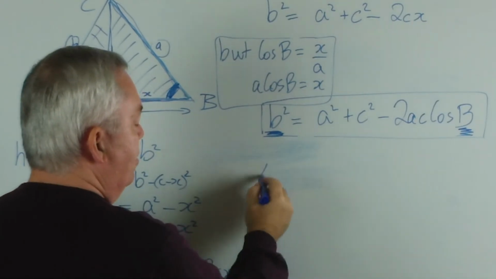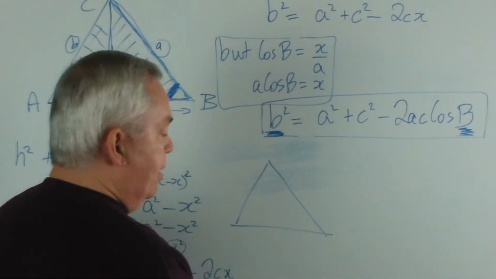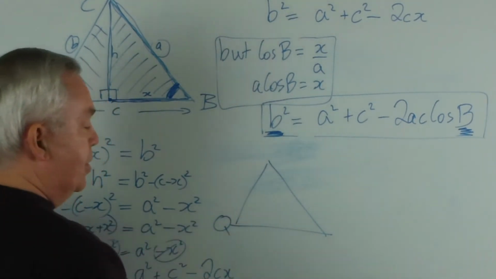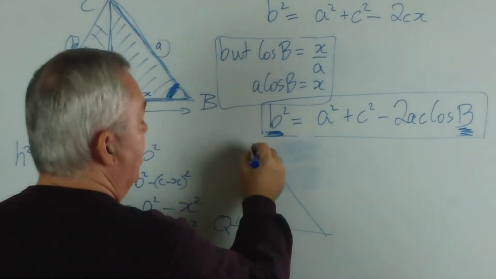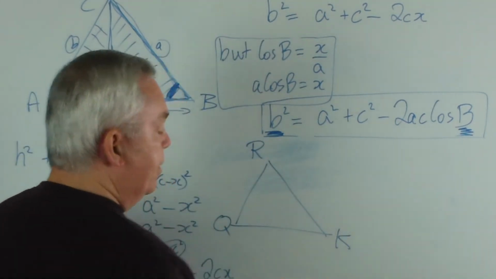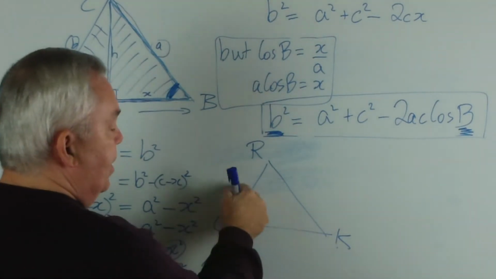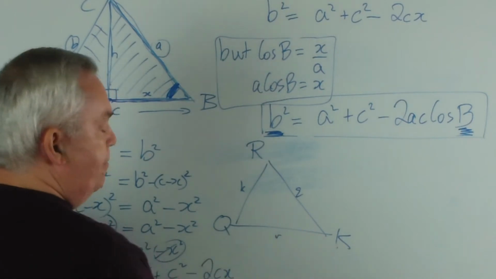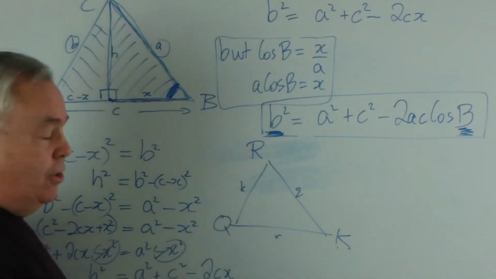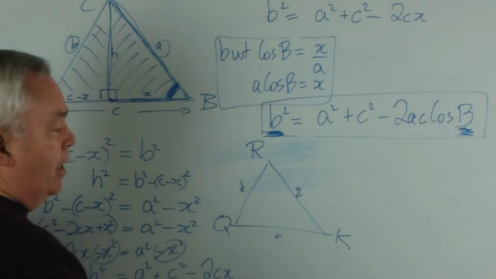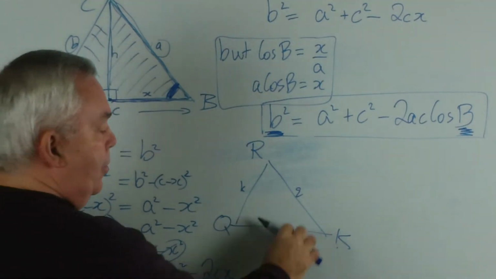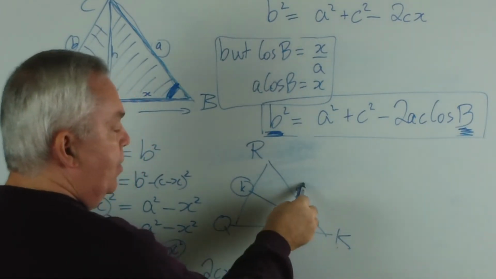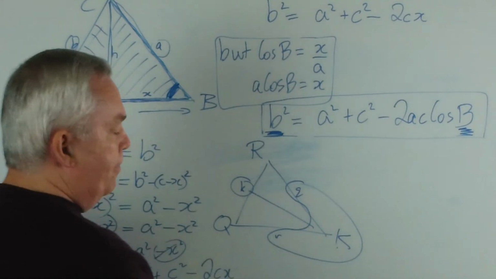So if you had a triangle without a right angle, and let's call the corners, or the vertices, Q, R and K. This side would be side K, this side would be side Q, this side would be side R, and all that remains is for us to choose an angle and a side opposite. Now if I want to do it relating to K, this is the angle I'm using, and it means that these are the two sides I use.